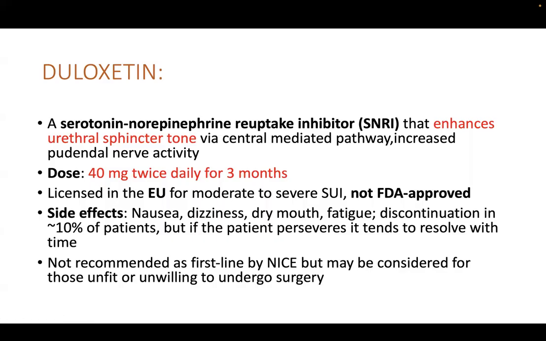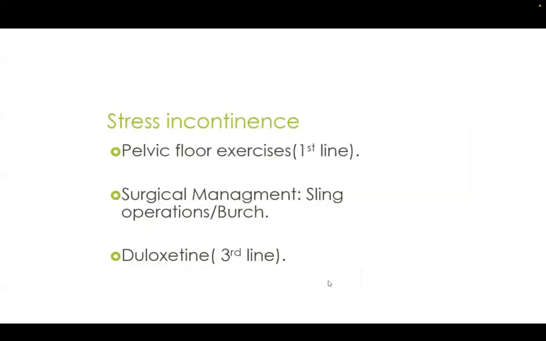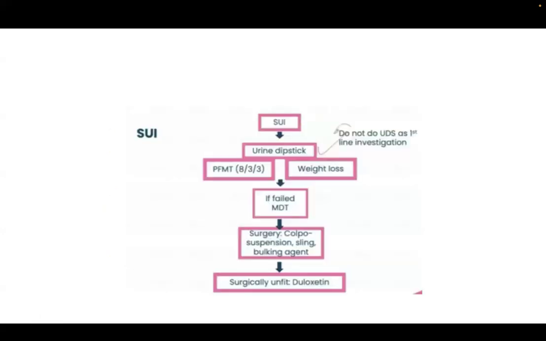So why will we give this and when will we give this? If the patient is unfit for surgery or unwilling to go to surgery and the patient wants medical management, in that case, we will give this medication. So what is the first line treatment or management of stress incontinence? The answer will be pelvic floor muscle exercise. What is second line? Surgical management. And what is third line? Duloxetine. This is a flow chart that we already discussed.